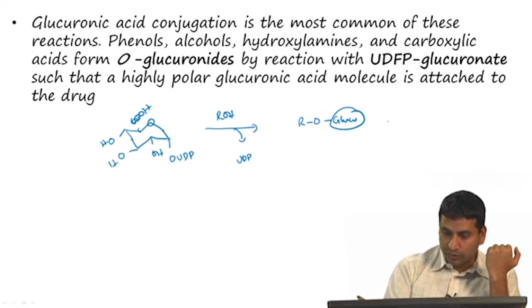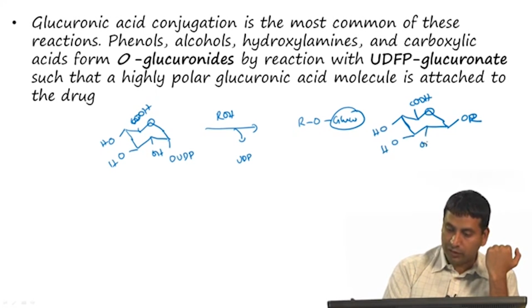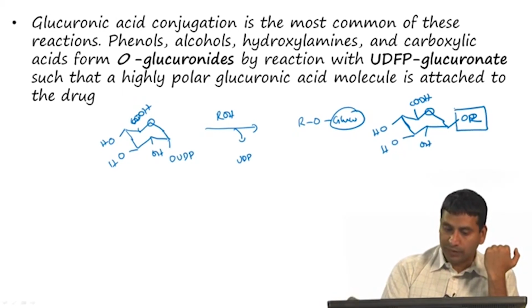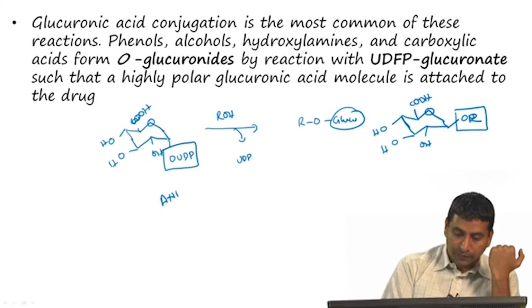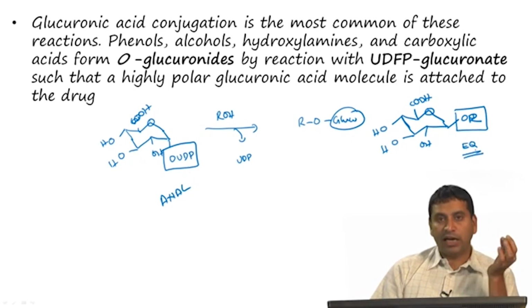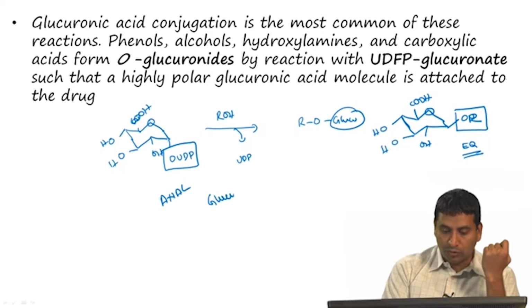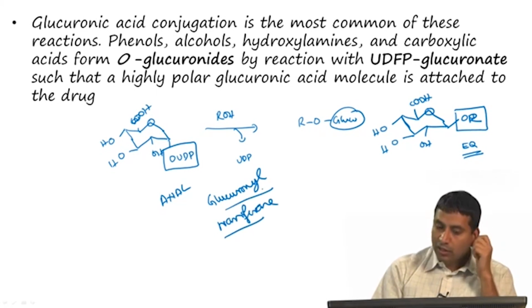Let us draw out the structure of the sugar and we will find something very interesting about this. The sugar is in the chair conformation. You have OR here, COOH in the equatorial position, OH in the equatorial position, and so on. But the important point is that the UDP, which was in the axial position, has been kicked out and the new alcohol is in the equatorial position. So, at the anomeric center, an inversion occurs. This is catalyzed by the enzyme known as glucuronyl transferase.